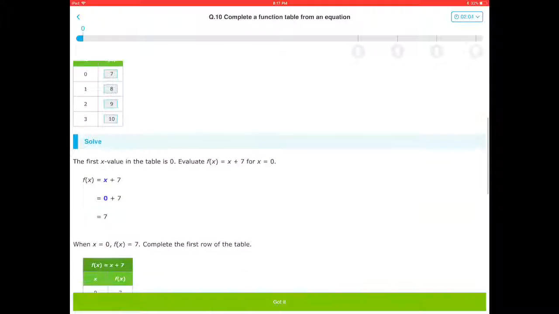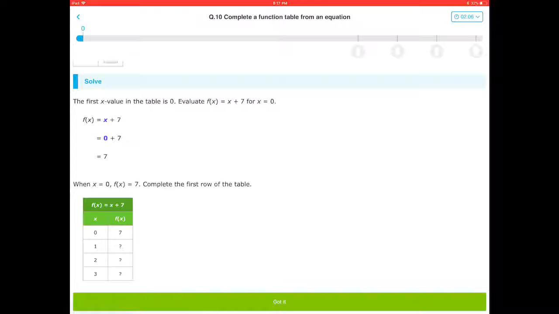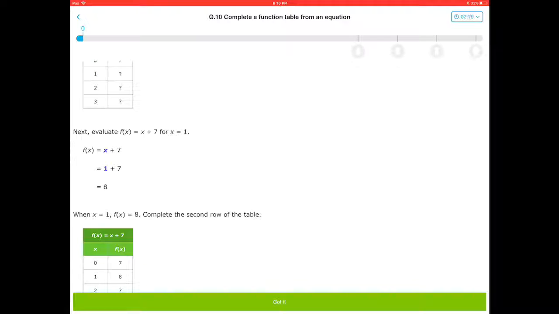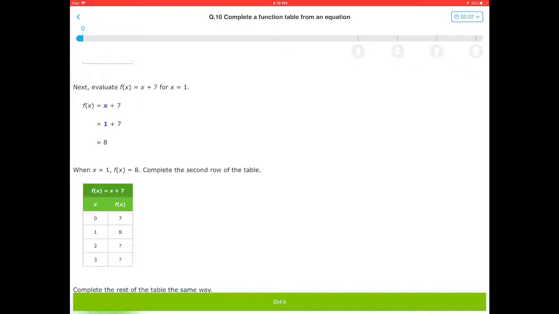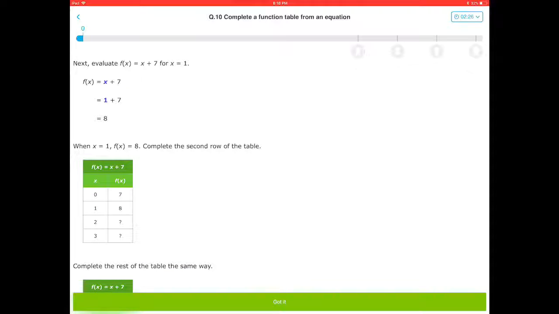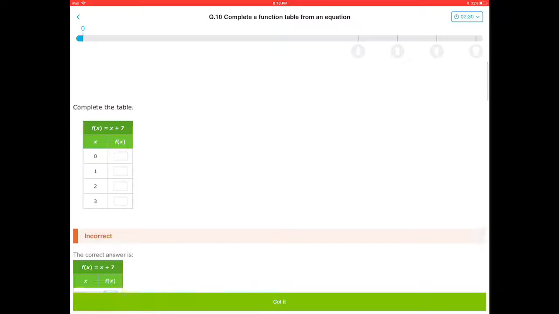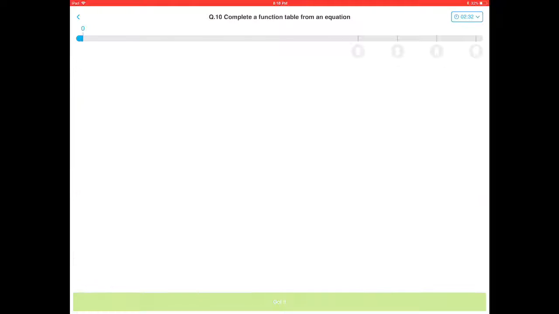Okay, so anyways, let's say you do get it wrong. Look at this example. You see how x is blue right here? What did they substitute? 0. And what's 0 plus 7? 7. And that's what we got. Okay, next one. They do the next one for you. When x is 1, right? That's our next x input. What's 1 plus 7? 8. See? So please make sure that you read the instructions.